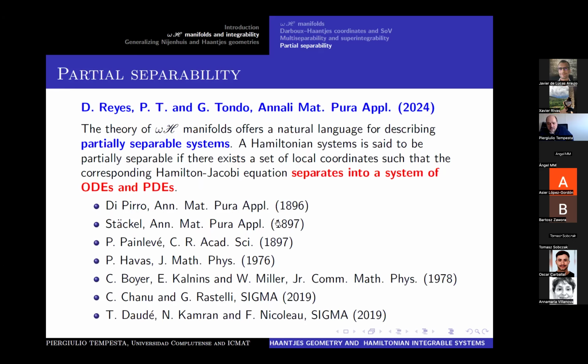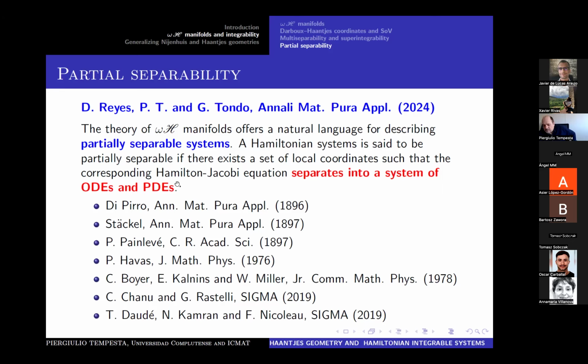This is an old idea, actually, due first of all to Di Pirro, 1896, and then Stäckel, who was in correspondence with Di Pirro. It consists essentially in finding local coordinates where the Hamilton-Jacobi equation separates into a system of ODEs and PDEs. Of course, this is a generalization of the standard, total separability, in which the system is a system of pure ODEs, right?